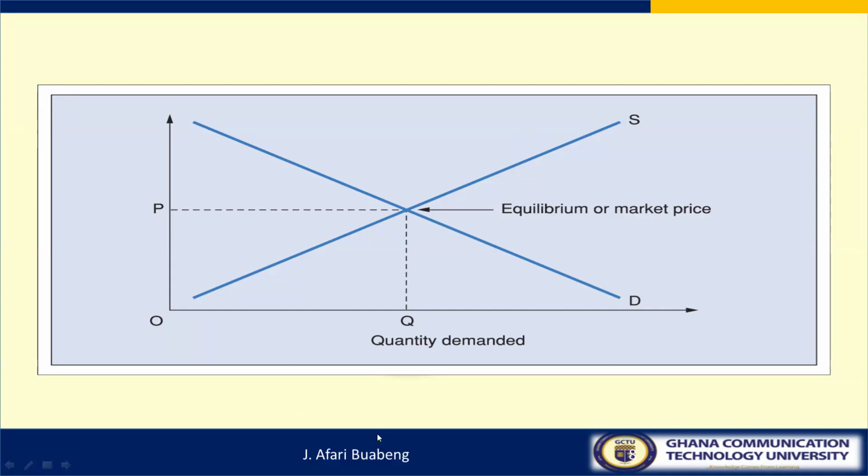I think I saw an additional hand somewhere. Yes, sir. So it's Emmanuel. Hey, Emmanuel again. Okay, go ahead. So, sir, with regards to what you just explained, in this situation, how does the market correct itself when there is shortage or when there is a surplus?